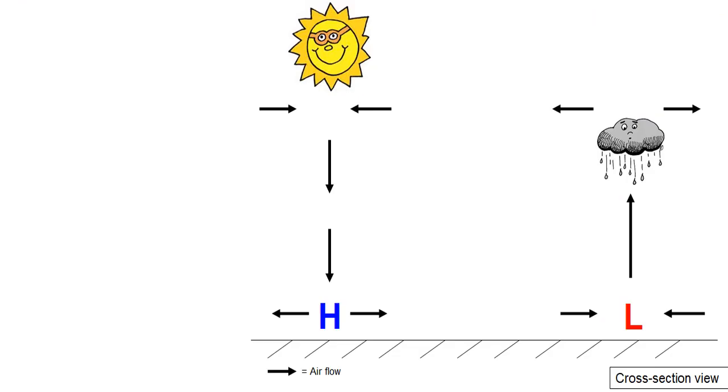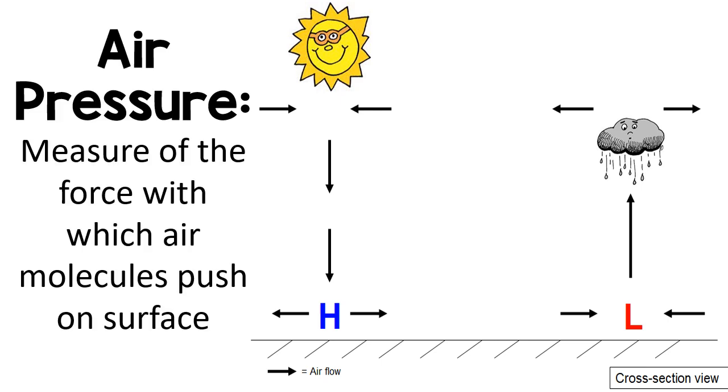All right, so let's talk about air pressure now. Air pressure is the measure of the force with which air molecules push on the surface. So we know pressure is always happening. It's just hard with air because we can't see it. But that pressure creates different kinds of weather.